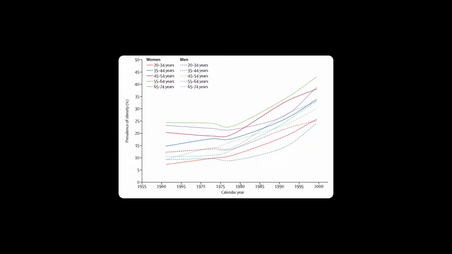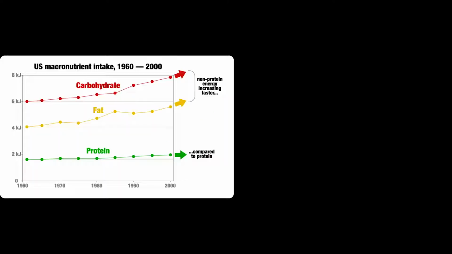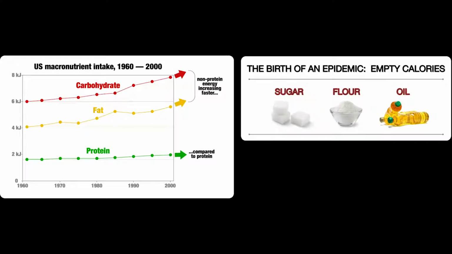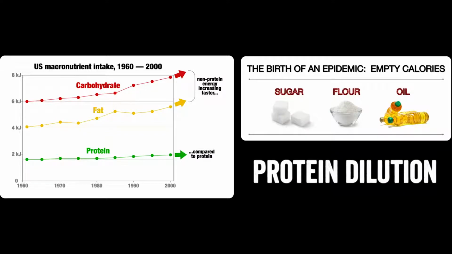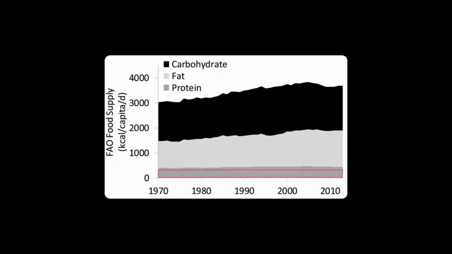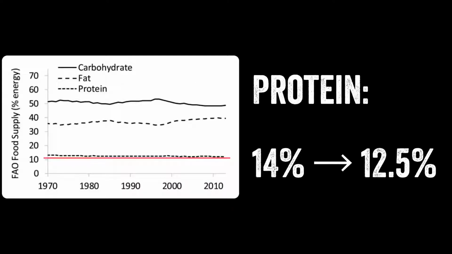Now, this is a graph of obesity in America, and somewhere back in the 1970s, something happened and obesity took off. What was it? If you look at the macronutrients back then, you will see that carbohydrates started taking off and fat started taking off, and that was because we dumped a bunch of sugar, flour, and oil into the food supply, and we diluted protein significantly. Carbs and fats went up, but protein really did not go up, and this led to protein dilution in our food. In fact, if you look at the protein percentage, it went down from 14% to 12.5% over the past 50 years of the obesity epidemic.